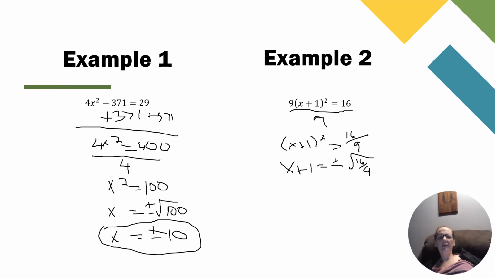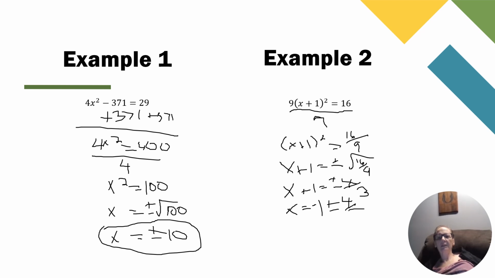Now, we want to simplify that as much as possible first before we start moving things. So I'm going to leave this x plus 1 here. The square root of 16 is 4. The square root of 9 is 3. So this is plus or minus 4/3. Now I'm going to subtract 1 from both sides. So I have negative 1 plus or minus 4/3.